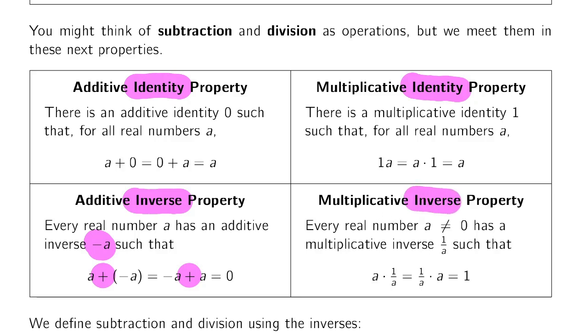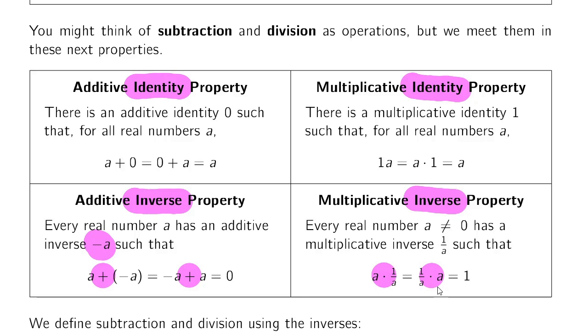The multiplicative inverse property means that everything except 0. 0 doesn't have a multiplicative inverse. But for everything except 0, we have a multiplicative inverse, which we'll write as 1 over a. So that if we multiply a by its inverse, we get the multiplicative identity. We get 1 back.